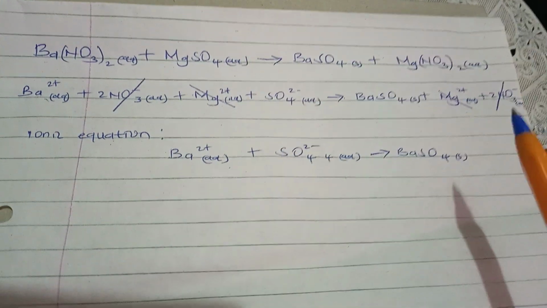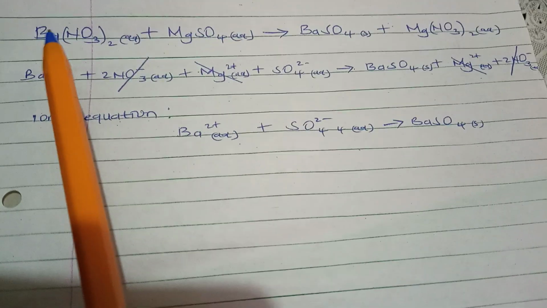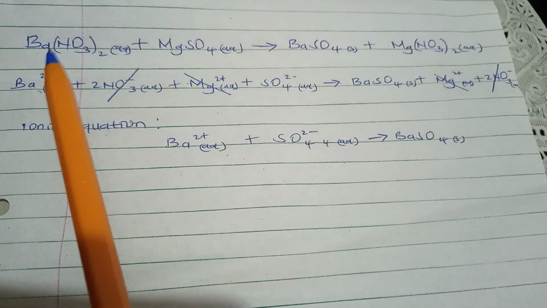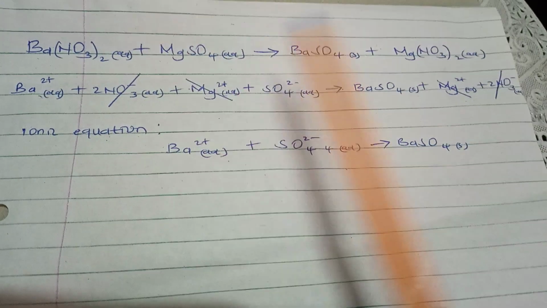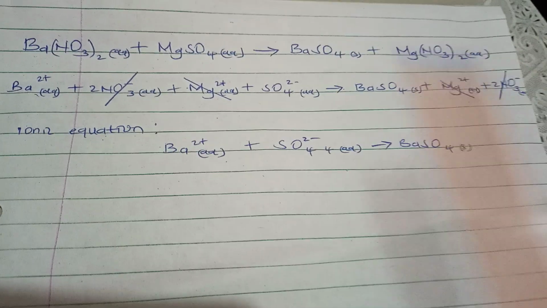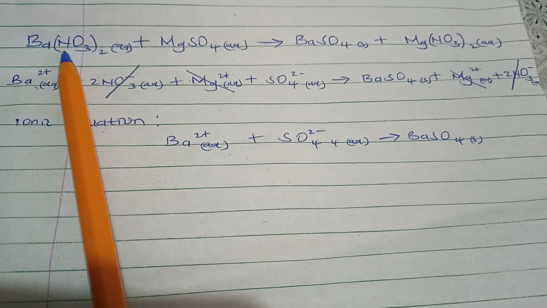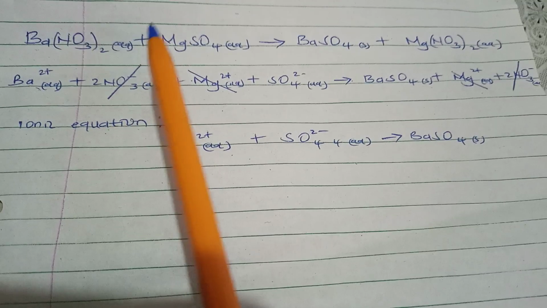Today we look at how we normally write an ionic equation. For example, we have this equation here. We have the barium nitrate and the magnesium sulfate reacting to form the barium sulfate and the magnesium nitrate. So we know all the nitrates are soluble, so that is why we are writing (aq) there.